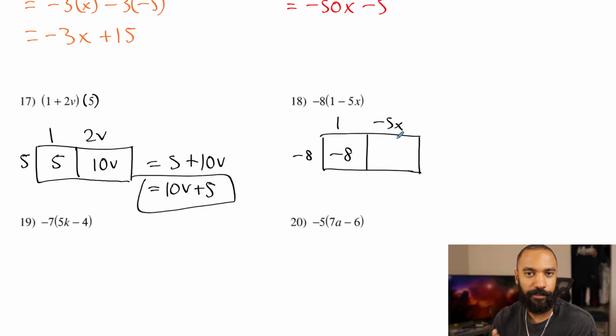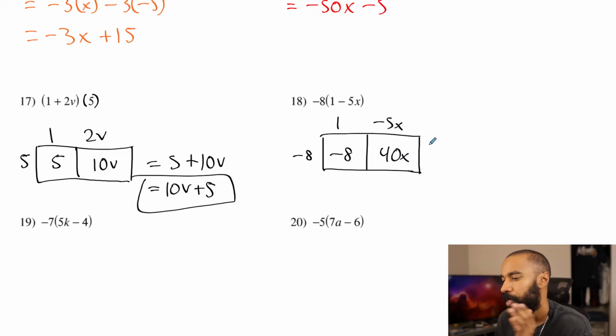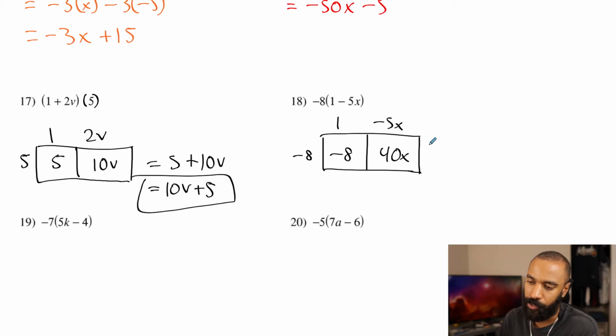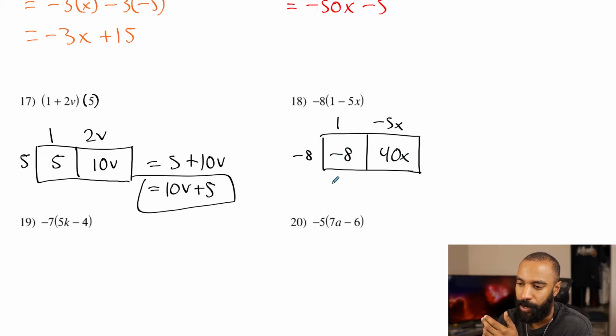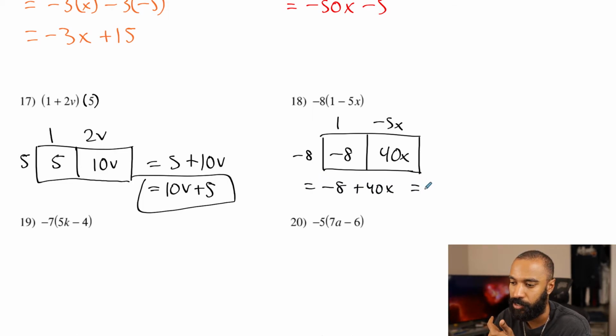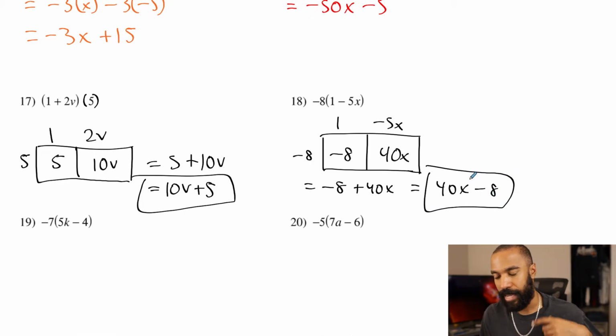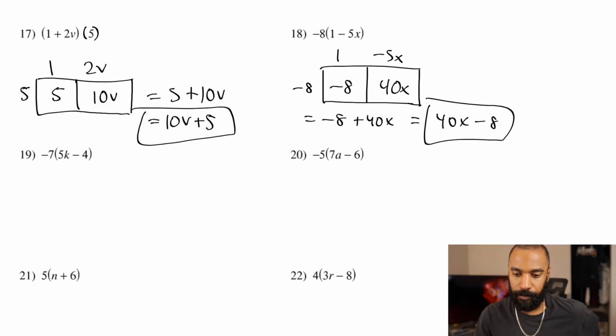Negative 8 times a negative 5x is a positive 40x. You know to do that here. So there is a benefit to that. But I wouldn't get caught in doing that every single time when you don't have to. Anyway, add those up. That's negative 8 plus 40x. And of course, as you know, I want to get this other term first, 40x minus 8. Noting that the 8 stays negative and the 40x stays positive.